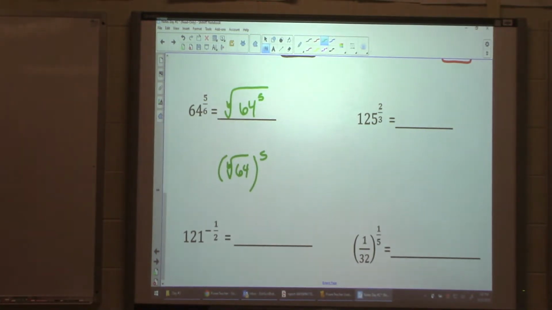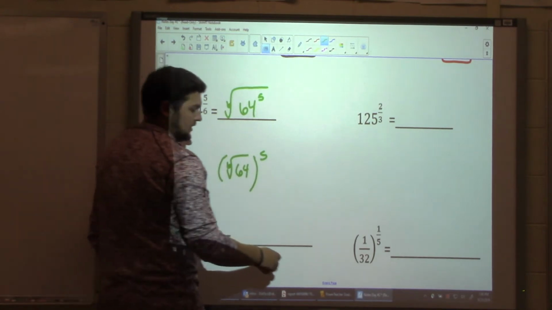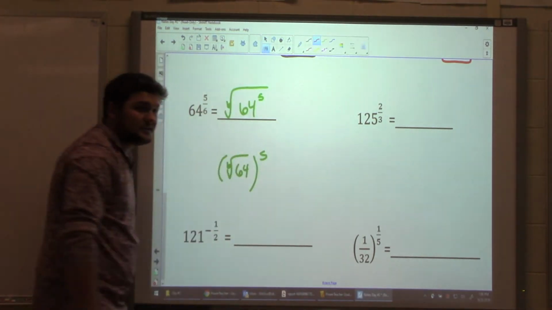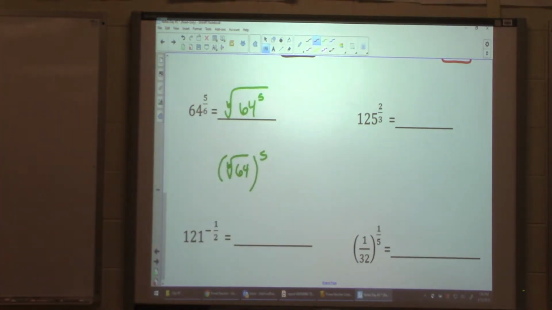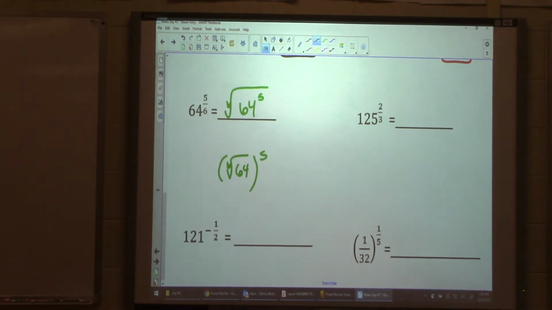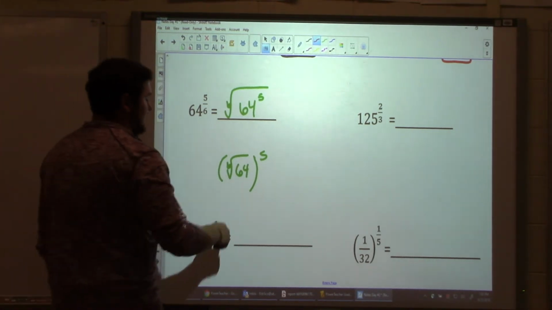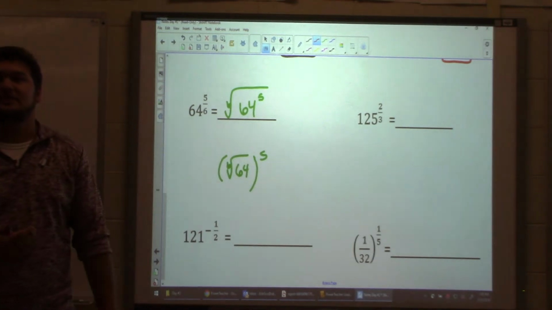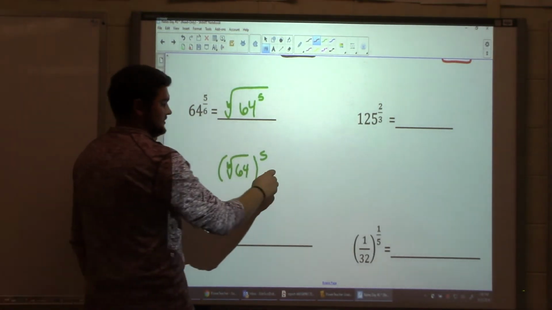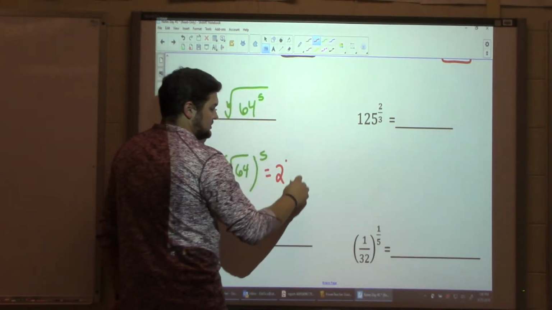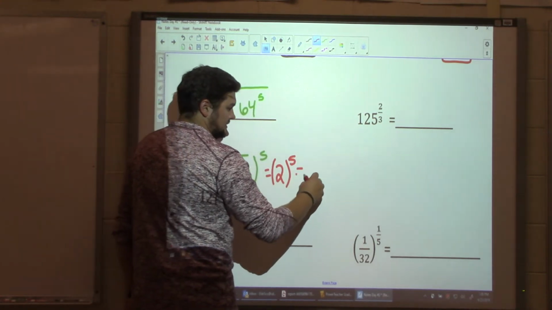Well, what's the 6th root of 64? Or what to the 6th power gives me 64? Write it in your calculator if you don't know. What's the 6th root of 64? Well, I want to know what the 6th root of 64 is. 2. So then I get 2 to the 5th, which equals 32.